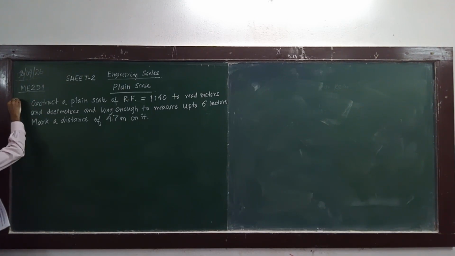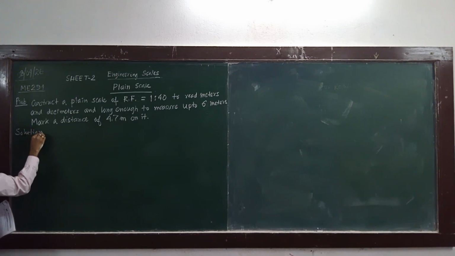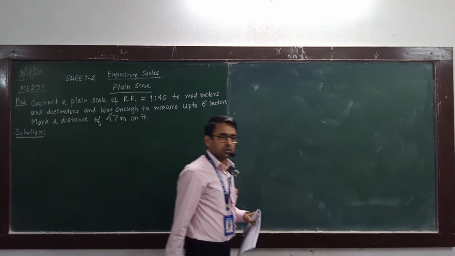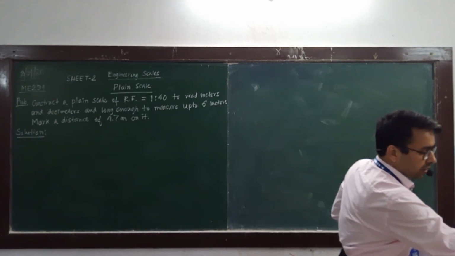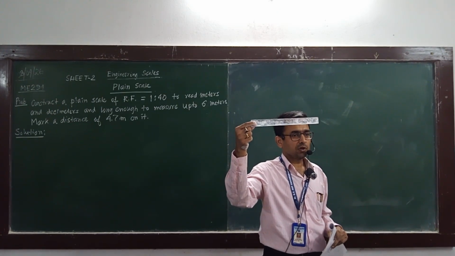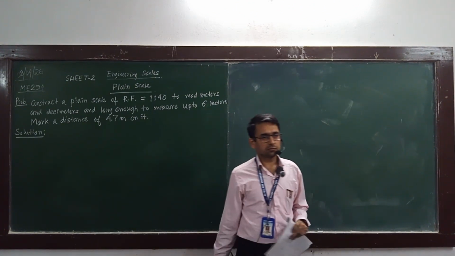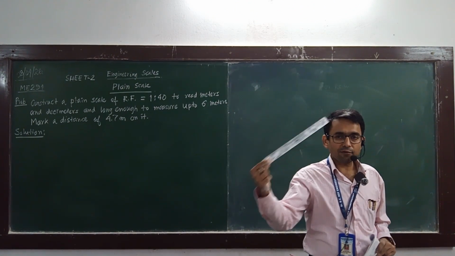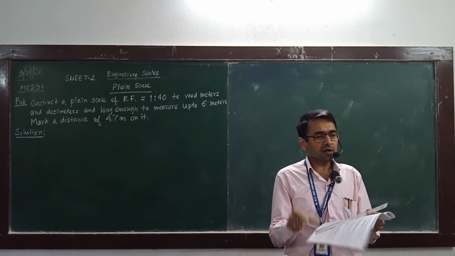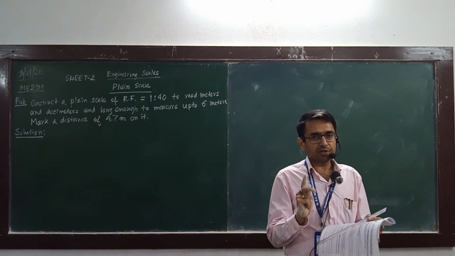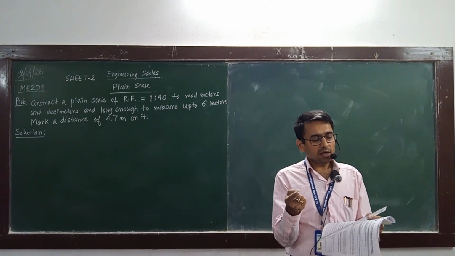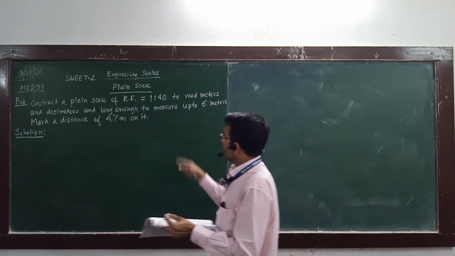Next, the solution. How to solve it? So what is the target? Is it clear? That means we have to make a scale from where I can measure in the ratio 1:40. So this is a 1:1. So I have to make a scale where I can measure with two consecutive units, meter and decimeter, and then it will be 1:40.